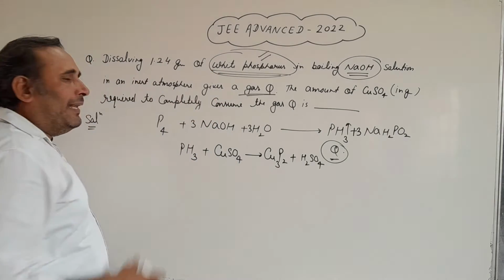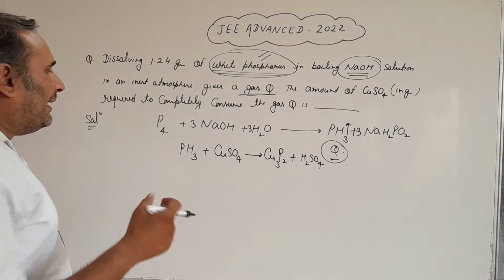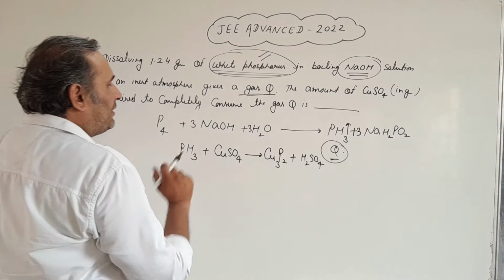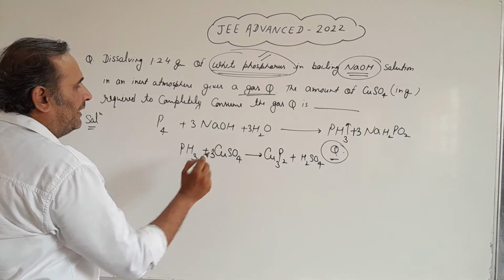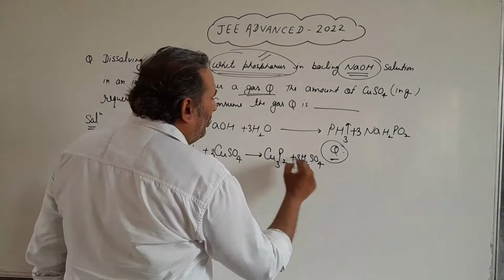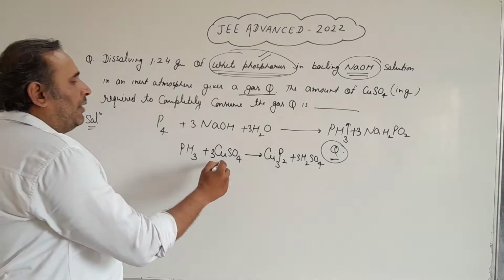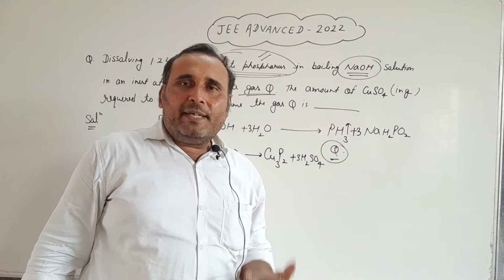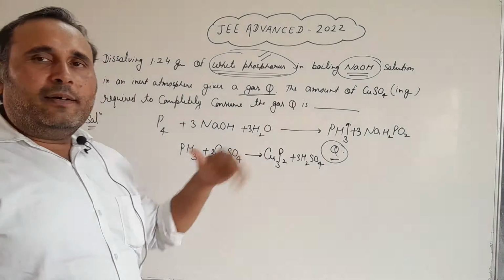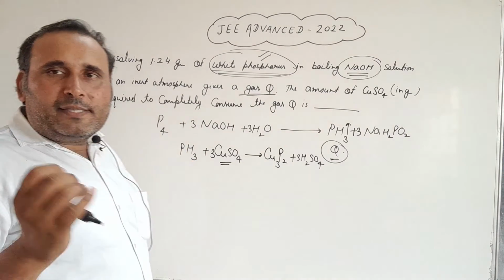Again we have to balance this reaction because we are solving through the mole concept. When we balance PH3 plus CuSO4, we get 3 Cu, so here it is 3, and 3 sulfate, so we put 3 here. Now we have to find out the amount of CuSO4. First of all, we have to calculate the amount of PH3 formed in our first reaction. We can calculate it through a very simple mole concept.